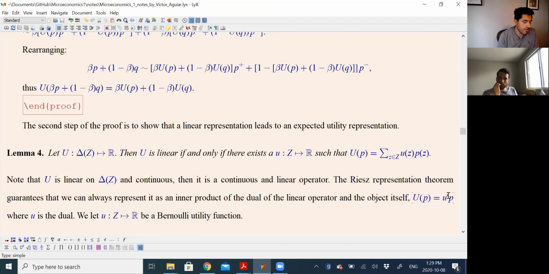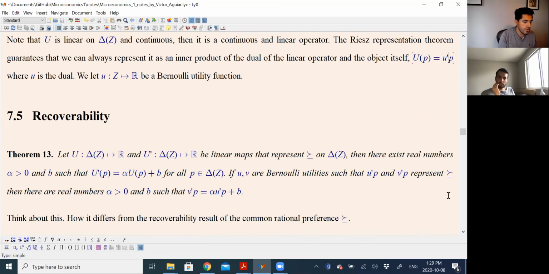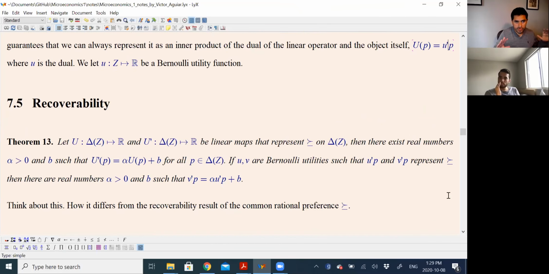What is missing here, of course, is that we want to know whether there are some recoverability issues, so identification issues. And this is the final result I'm going to show, which I'm not going to prove because it's trivial: take a U and a U prime, and both represent the same preferences. So remember in chapter 3, we showed that any utility representation is unique up to monotone transformations, right? So take the Cobb-Douglas, for instance. If I take the log of the Cobb-Douglas, it still represents the same preferences.